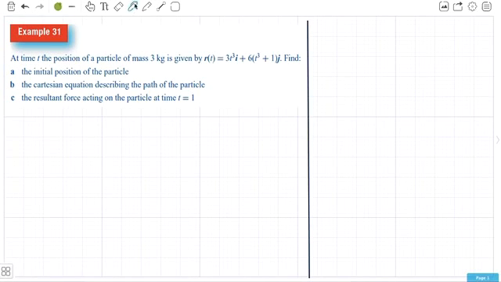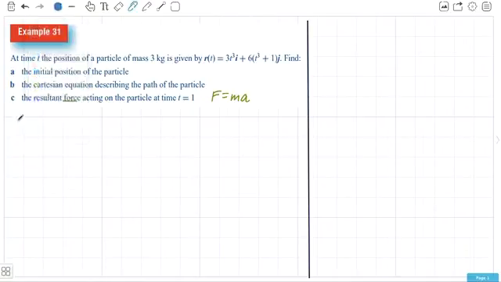So in this worked example here, at time t, the position of the particle of mass 3 kilos is given by this position vector r. We're asked to find the initial position of the particle, the Cartesian equation describing the path of the particle, and also the resultant force. And as soon as I see force, I know that's going to link back to F equals ma, because that's the equation that links force back to anything with our vectors. So that's going to be for C.